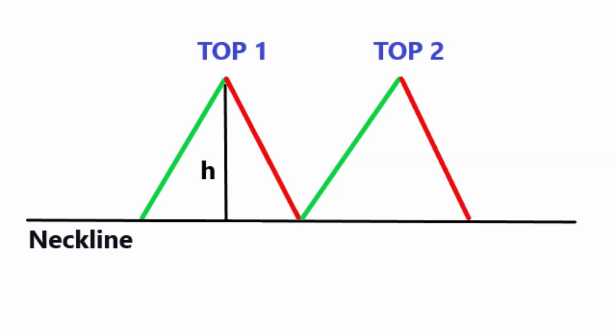Another component of the double top is known as the height of the pattern, shown as h here in the image. By height, we mean the distance from any peak point down to the neckline. This is also imaginary, and we calculate it ourselves. We use this when trading based on the double top pattern.